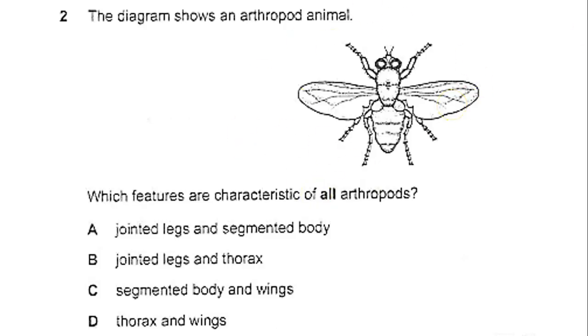So all arthropods have jointed legs and segmented bodies, or jointed legs and a thorax, or segmented body and wings, or thorax and wings.